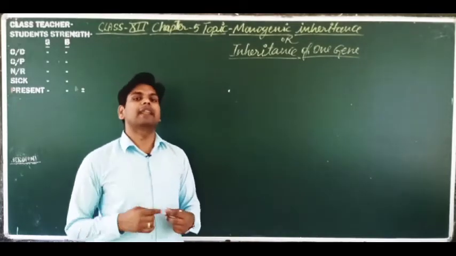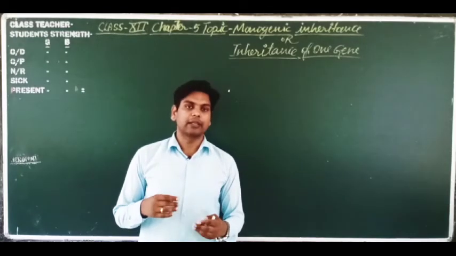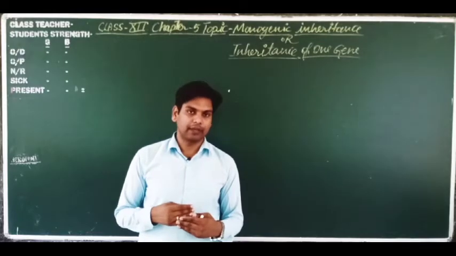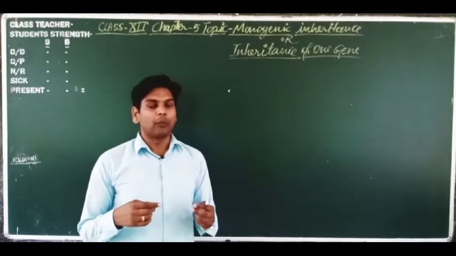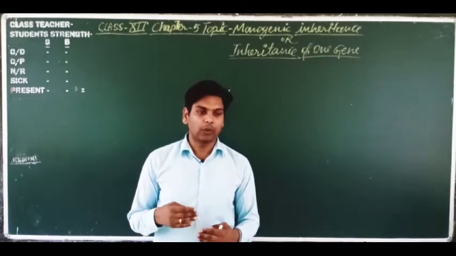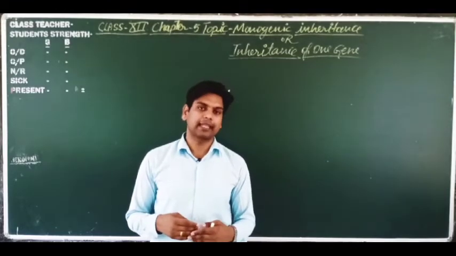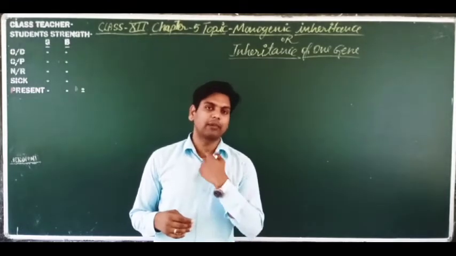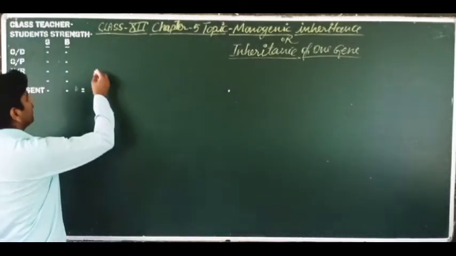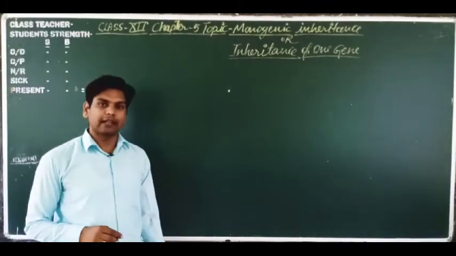Mendel performed the experiments on the garden pea, which is known as Pisum sativum. What experiment Mendel performed on the pea plant and what characters he selected, you must know because you have studied it in 10th class. So I will discuss it a little bit. Here, dear friends, Mendel selected 7 characters, or 7 pairs of contrasting traits.